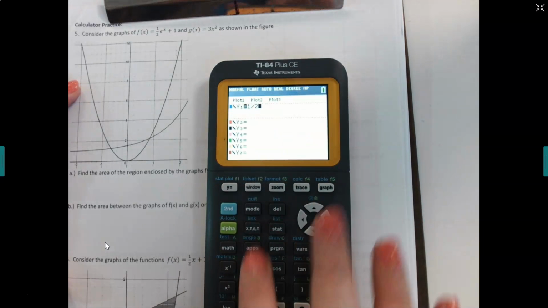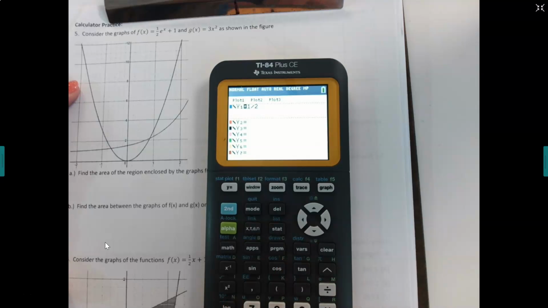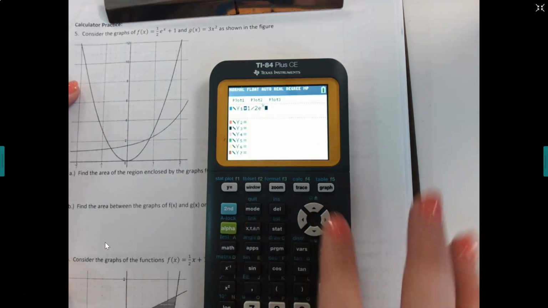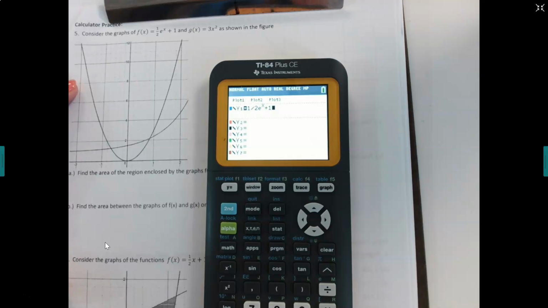So we want 1/2 e to the x. It's on the ln button. Just hit second.